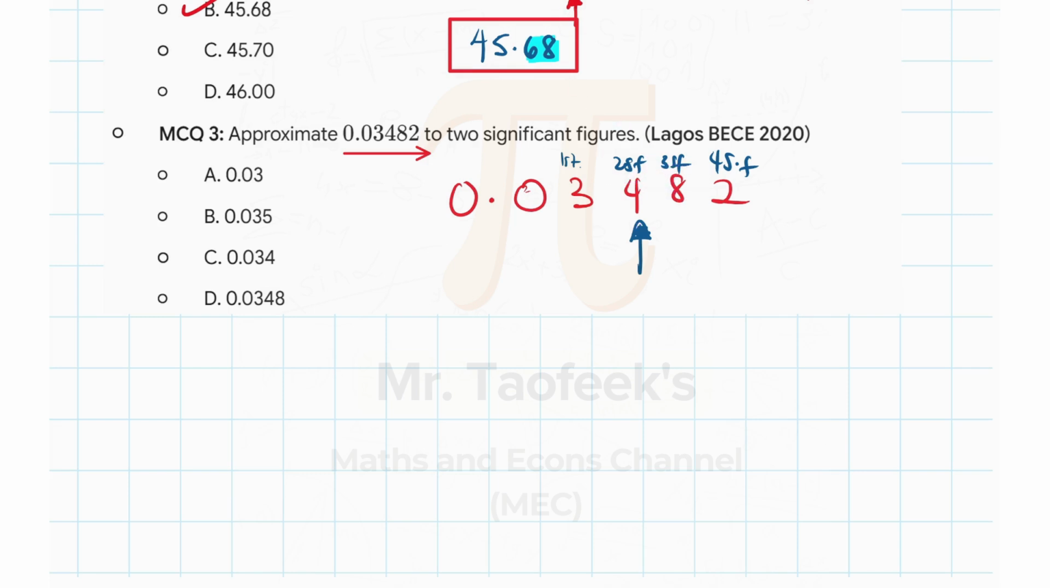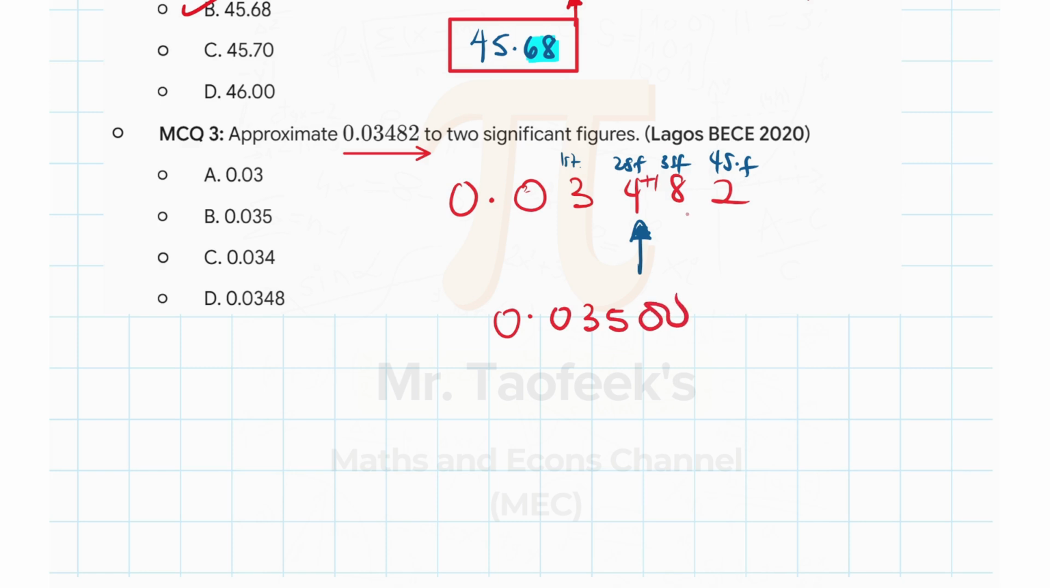The number just before it is 8, and 8 is more than 5. It's greater than or equal to 5. So as long as the number is from 5 upward, then you're going to add 1 to the previous number. Okay, so our answer becomes 0.035.